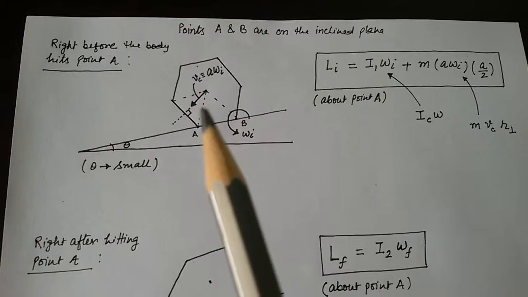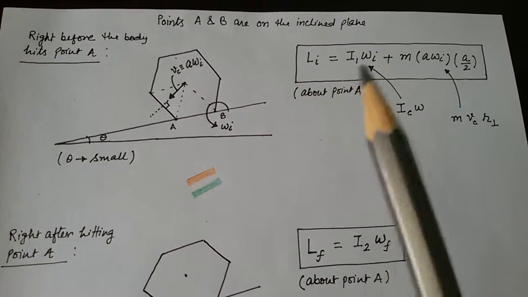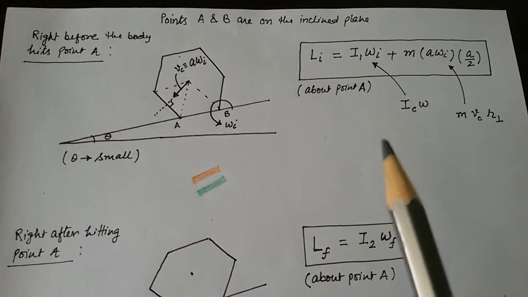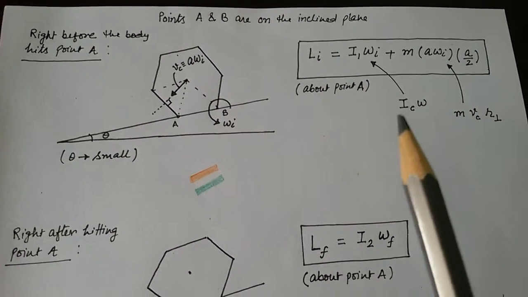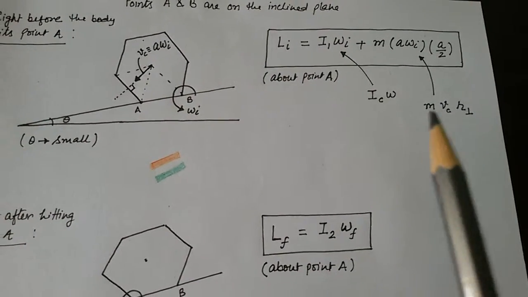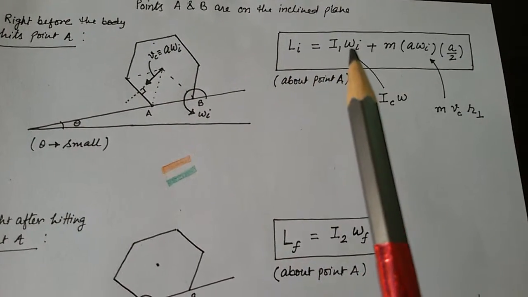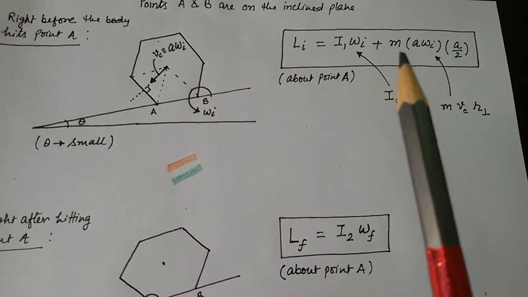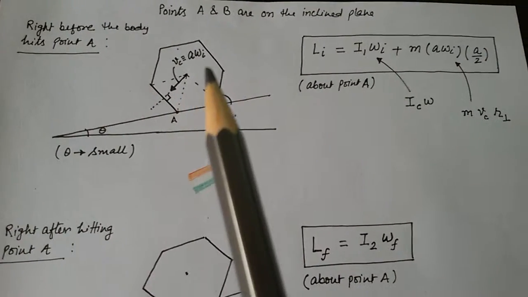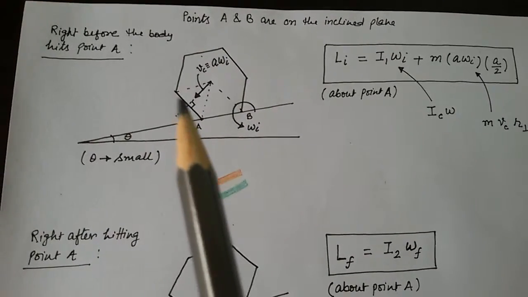In this case, the initial angular momentum of the rigid body about point A is this. How have we written this term? By combining two terms. One is I_C omega and the other term is M V_C perpendicular. So L initial is I1 omega_i plus M A omega_i times A by 2. What is A omega_i? A omega_i is the velocity of the center of mass, and the perpendicular distance is R by 2.